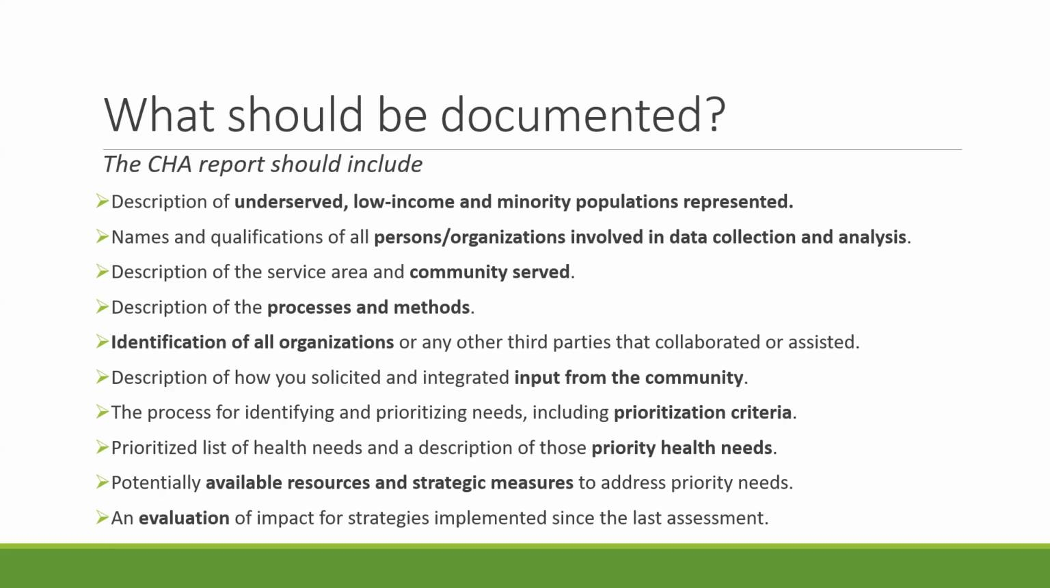The process that was used for prioritizing your needs. The list and description of those priority health needs. Available resources and strategic measures to address those needs. And an evaluation of the impact of the strategies you implemented. This may seem like a lot, but you should notice that a lot of these things are tied to what was worked on and identified during steps 1 through 5 of the CHA. So think of this as more of a checklist to ensure that all of the work you have already done is being included and documented.